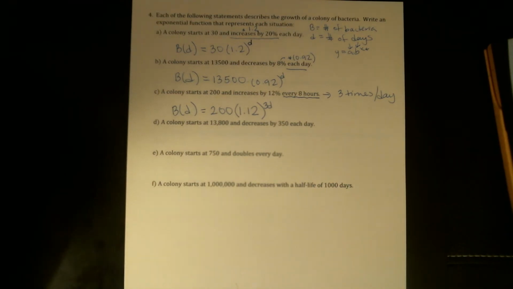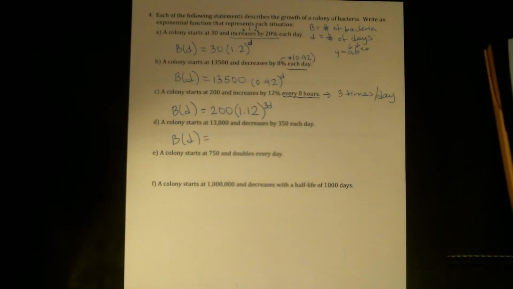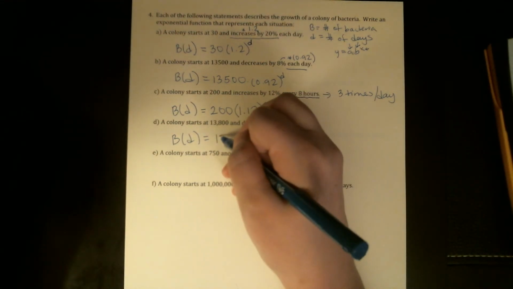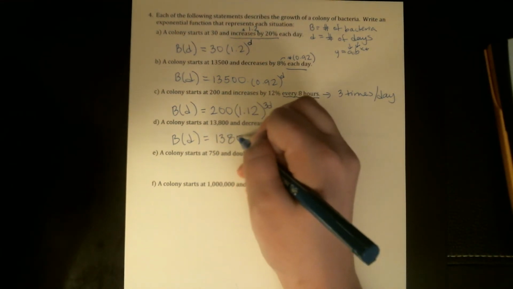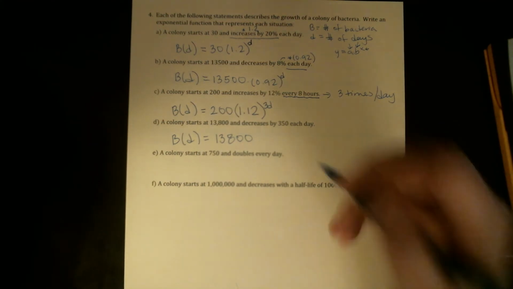Okay, part D, a colony starts at 13,800 and decreases by 350 per day. So 13,800, that's a starting amount. The most important thing for you to spot here is that this is not describing an exponential relationship of any sort. I'm not multiplying by something over and over again. I am subtracting something over and over again.